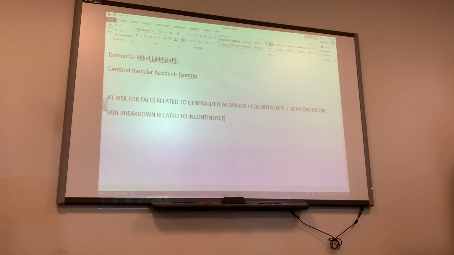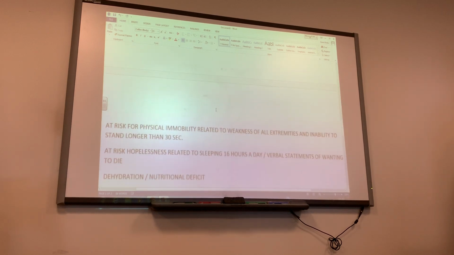Incontinence or patient's, or I was gonna say patient's inability to get to the bathroom, but we can say related to physical immobility. I'm using abbreviations just at the same time, but you don't use abbreviations. Okay. There you go. There's your at-risk statement.